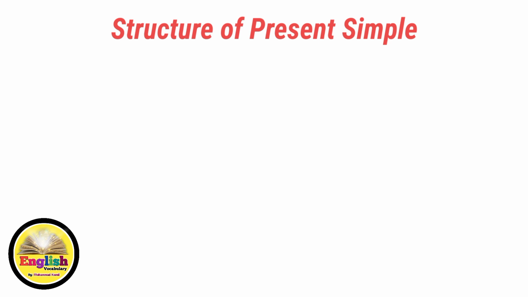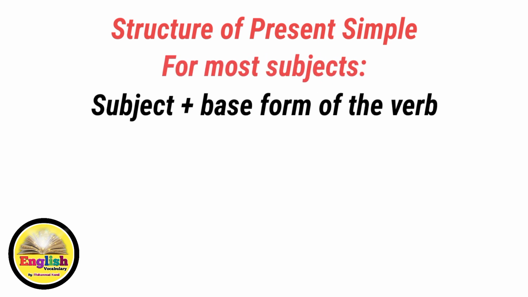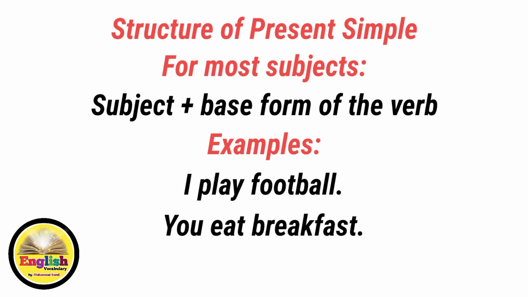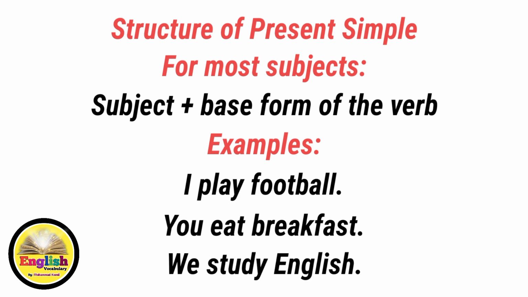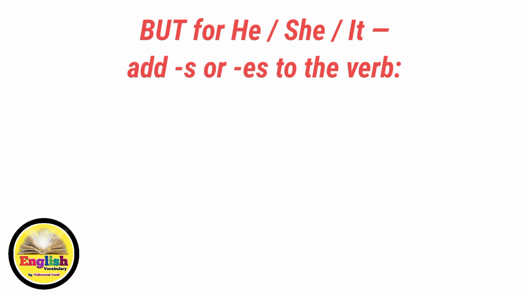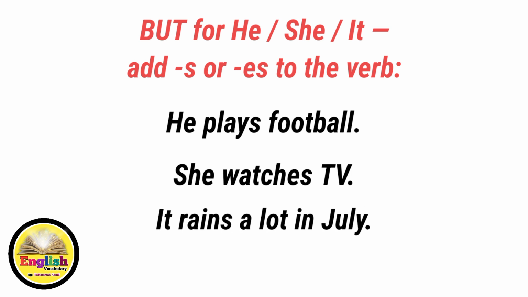Structure of present simple. For most subjects, subject plus base form of the verb. Examples: I play football. You eat breakfast. We study English. But for he, she, it, add s or es to the verb. He plays football. She watches TV. It rains a lot in July.